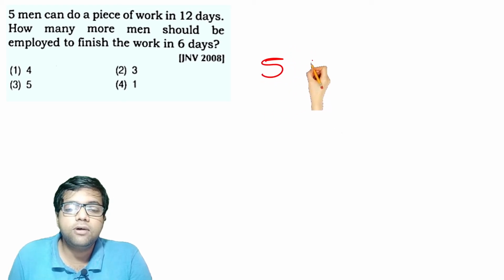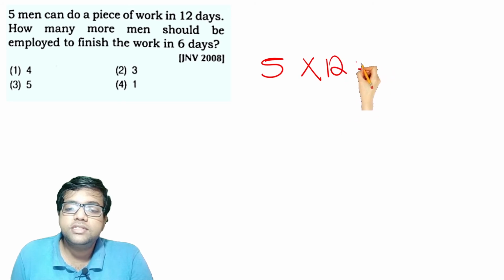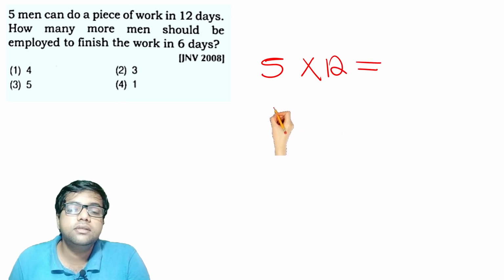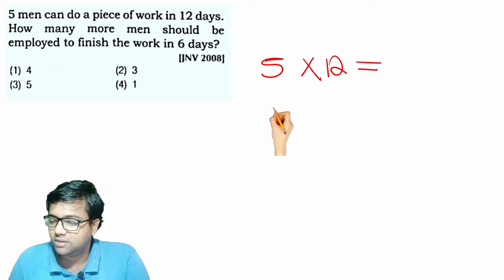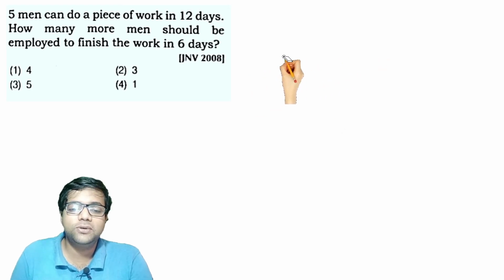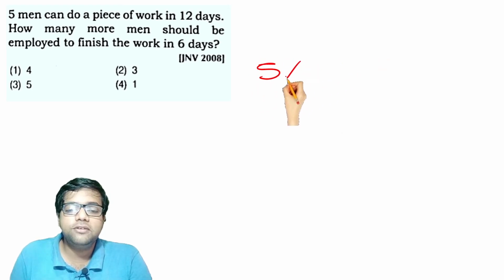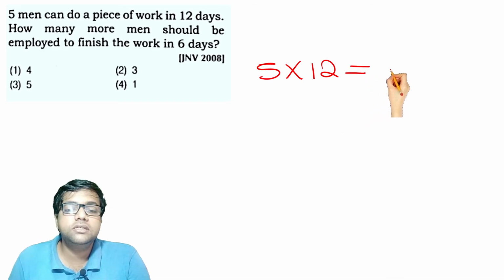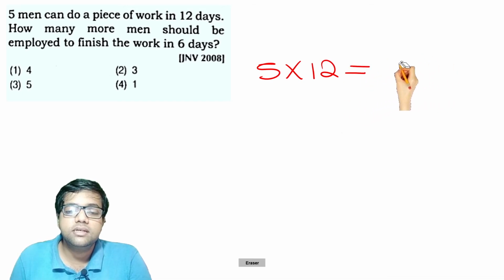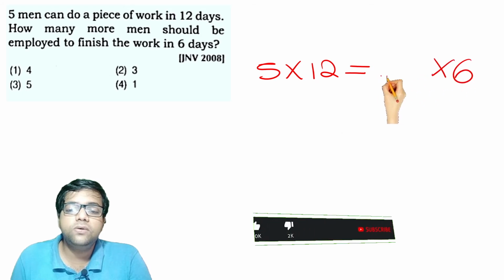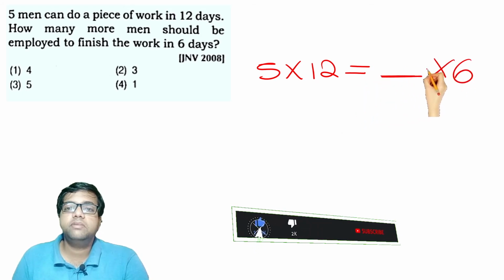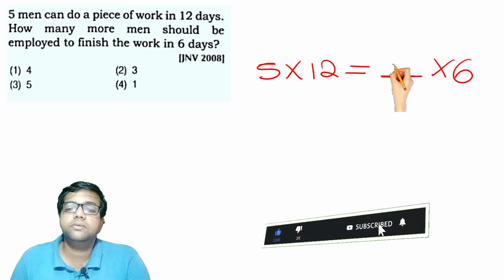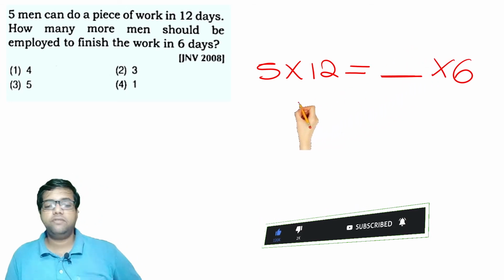5 men are working for 12 days. This is the total work. And the same work needs to be finished in 6 days, and we don't know how many men will be there. That is what we need to figure out here.